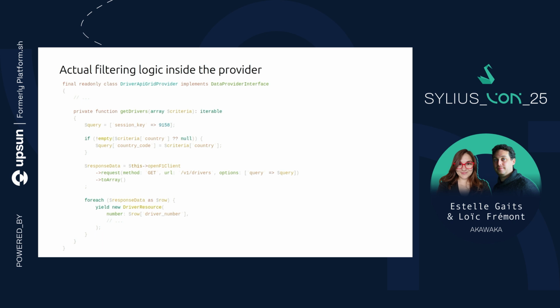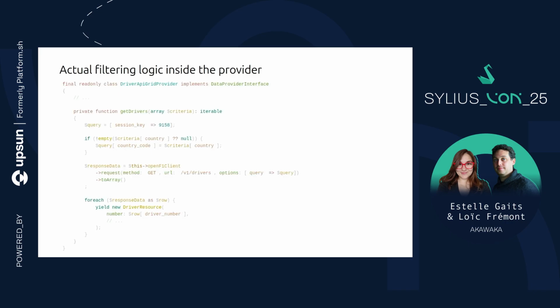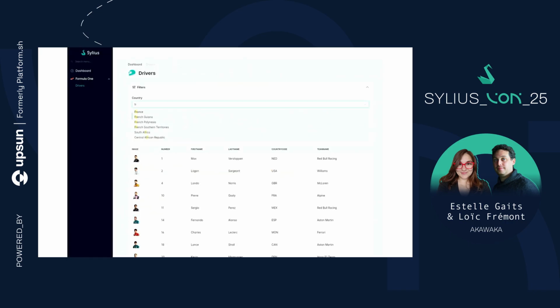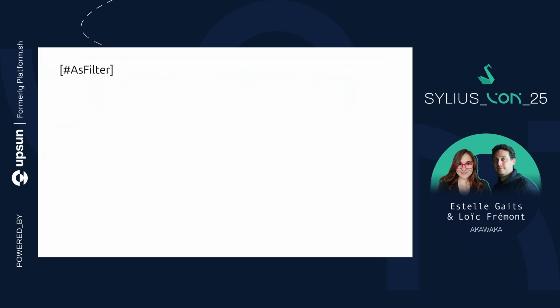Then I just need to add my actual filtering, so in that provider. So filtering is done with criteria, so in my case, country. I'm going to pass that criteria to the API query. So over there, yes, it's okay. And then it's going to return me my driver resources like previously. So this is all the code that I needed to have a filter that's autocomplete. And if I look for French drivers, here I am. I'm really happy. Obviously, this is a very nice and easy feature to implement.